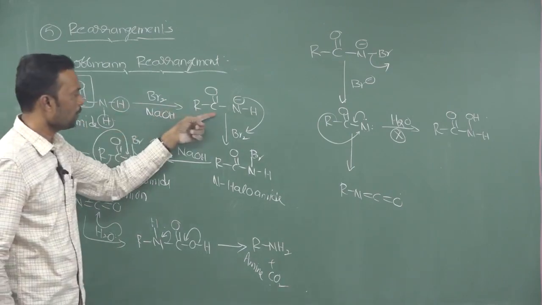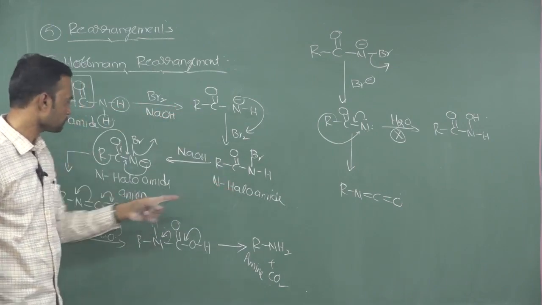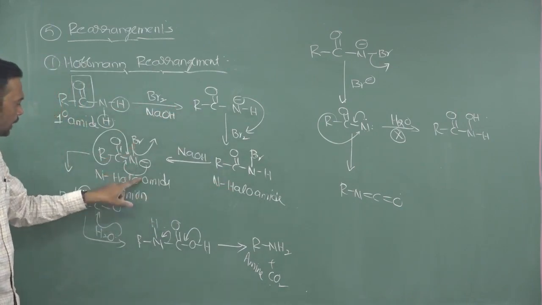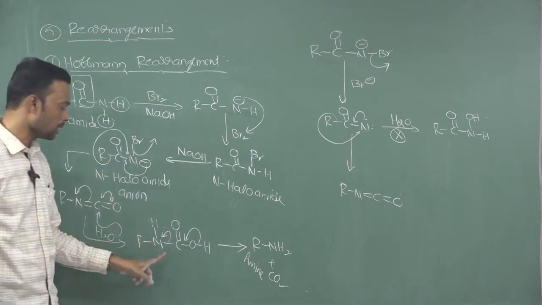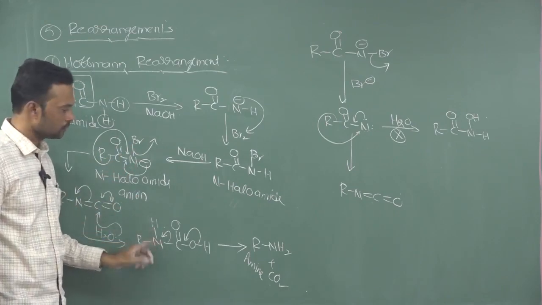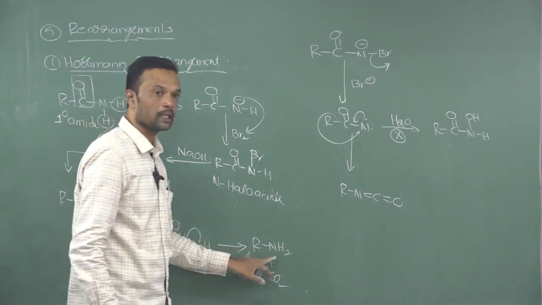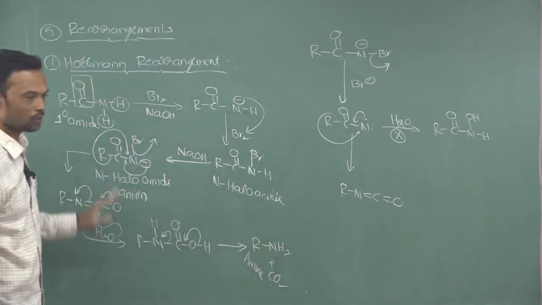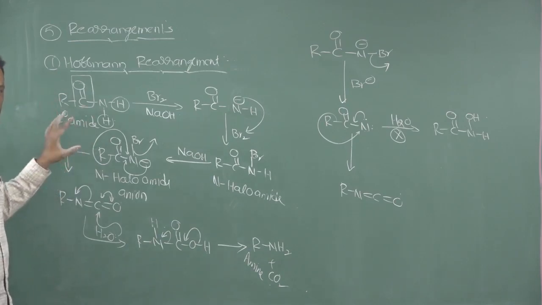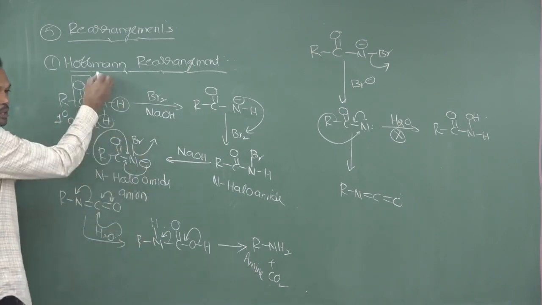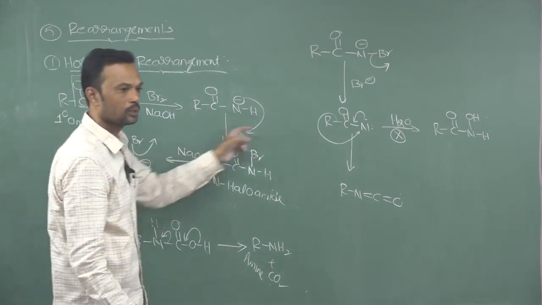Amide, amide anion, haloamide, N-halo amide anion, isocyanate, this is isocyanate, carbamate, this is carbamate, and finally amine, primary amine. It will come one more time in rearrangements, I will explain clearly with more applications and stereochemistry regarding the rearrangement. There you learn clearly. Right now our target is where nitrenes are involved in rearrangement reactions. It is involved in the Hofmann rearrangement in the form of acyl nitrene.